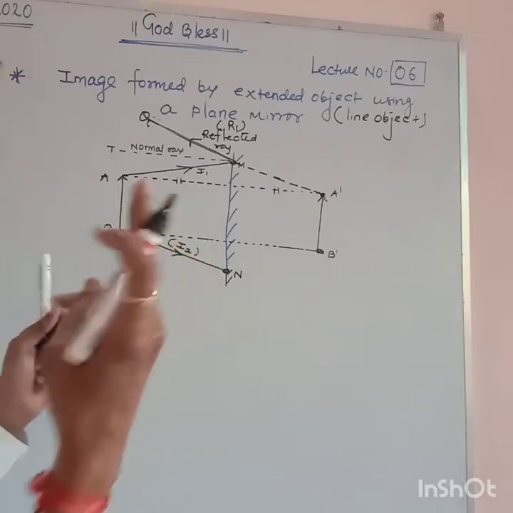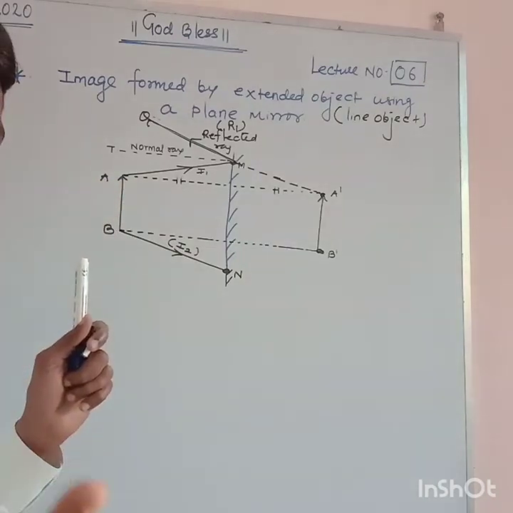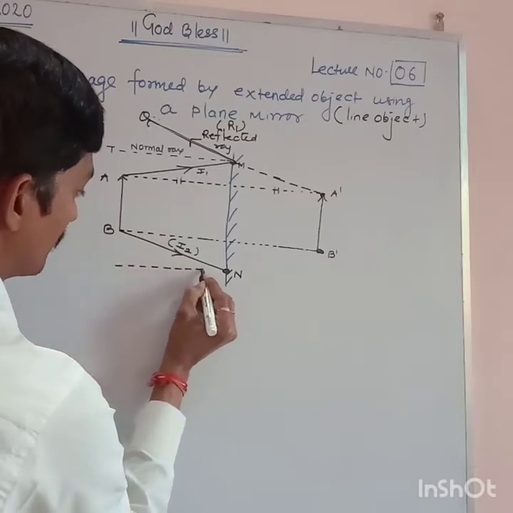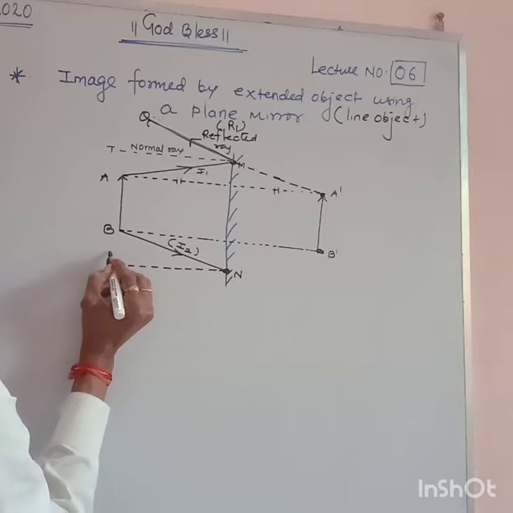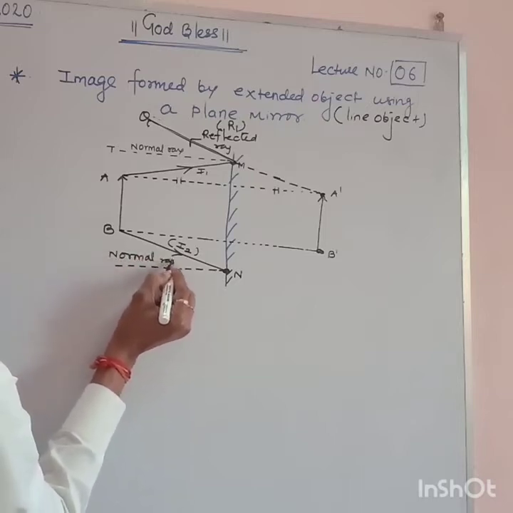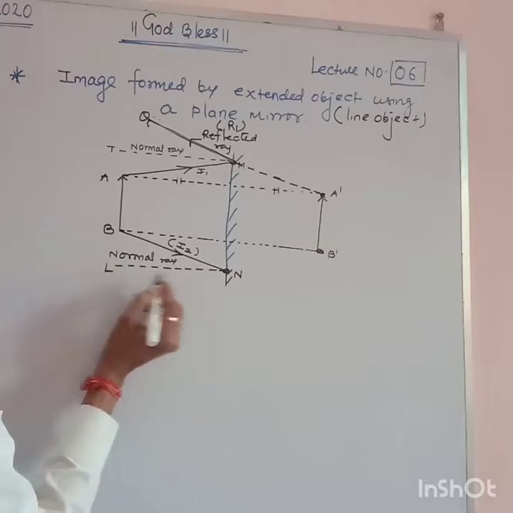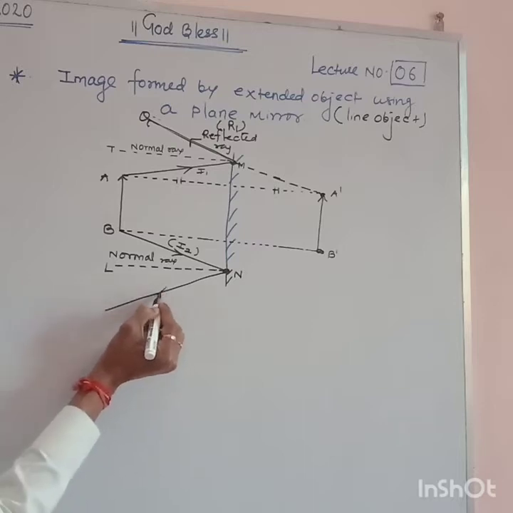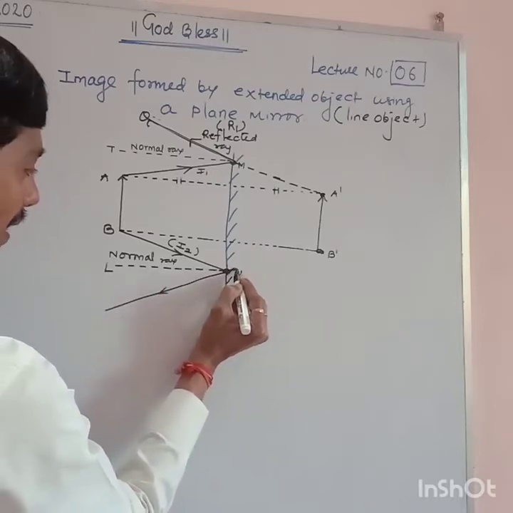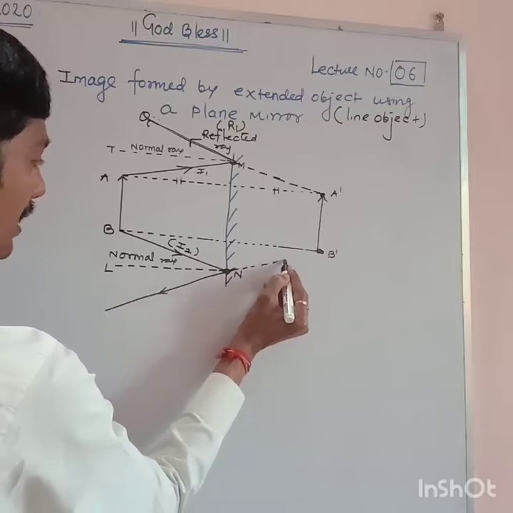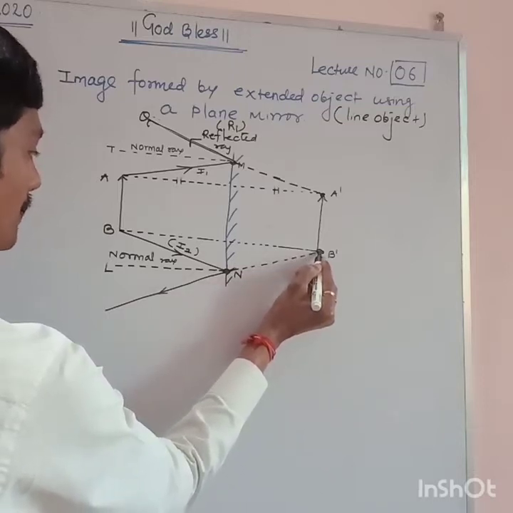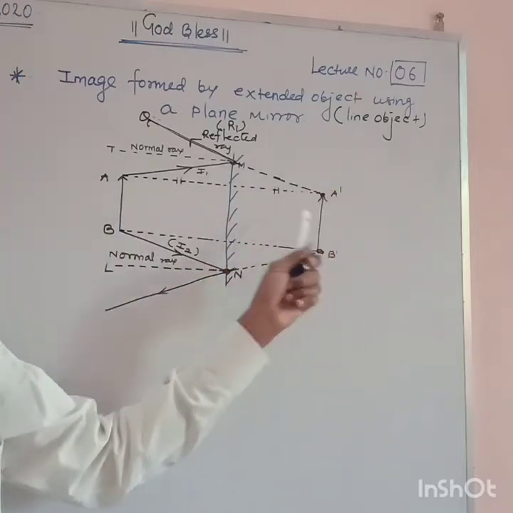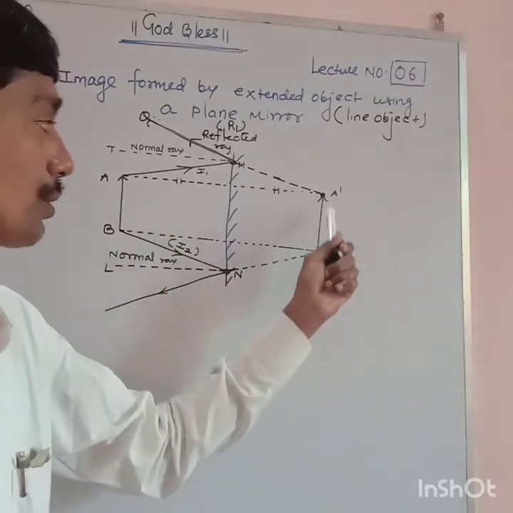Again I require three things: incident ray, refracted ray and normal. Again I will draw the normal at this point of incidence. So this is the normal ray. Let that normal ray be given the name NL. Now let this be reflected back here, which will be produced and meet at a point. You can see it is meeting at point B dash. So A dash B dash becomes a virtual image of the object AB.